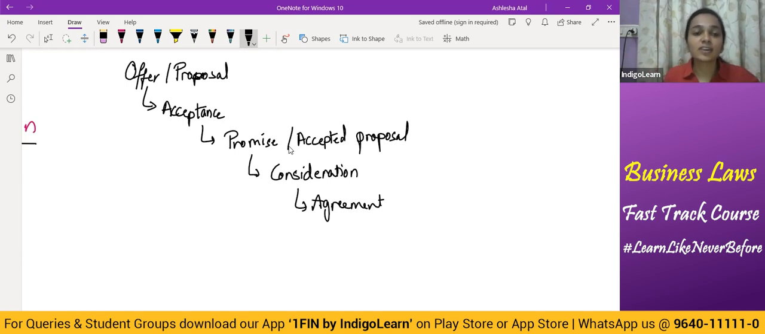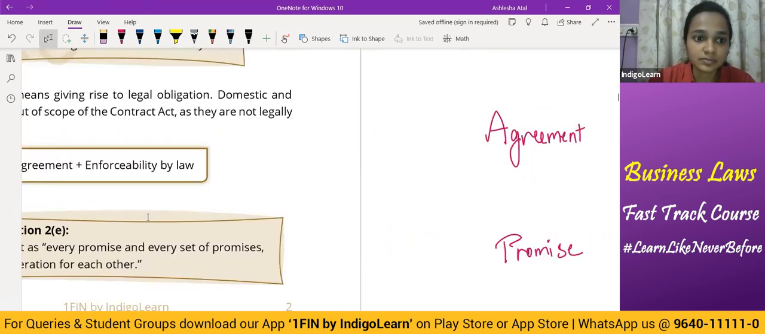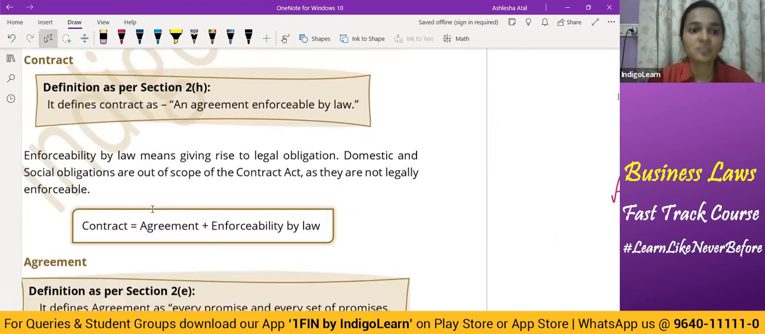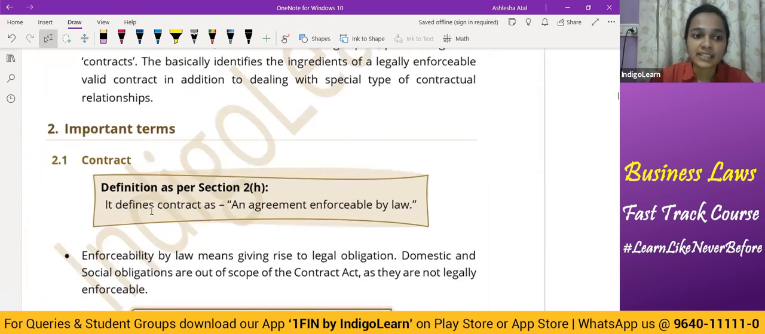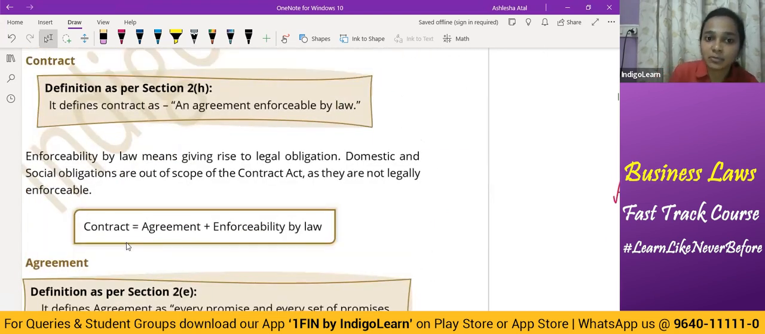So what is a contract? A contract is nothing but an agreement which is enforceable by law, and contract is defined in section 2 clause H of the Indian Contract Act 1872. Are you all clear with what is a contract? Any questions so far? No, ma'am. No? Okay. So as you all can see, the important terms: contract defined in 2 clause H as an agreement which is enforceable by law. Importance here is legal enforceability.